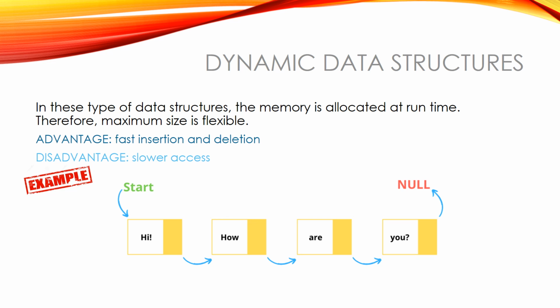For example, if we talk about the linked list, this is a dynamic data structure and we can see that advantage of one is disadvantage of another. So we cannot say which one is better. It is purely dependent on the user requirements.